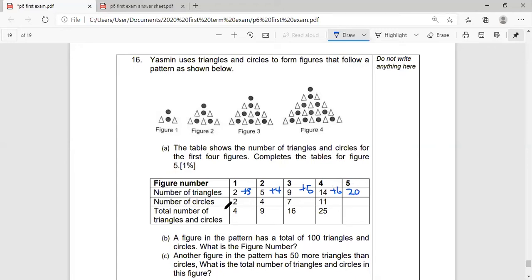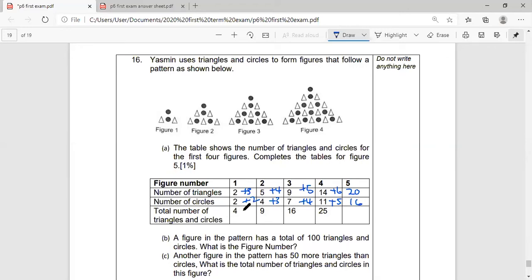So this should be 20. Come to here. 2 to 4, plus 2. 4 goes to 7 with plus 3. 7 goes to 11 with plus 4. So the differences are 2, 3, 4, and 5, so this should be 16. It's easier to predict figure 5 because you can just add to get the next number.